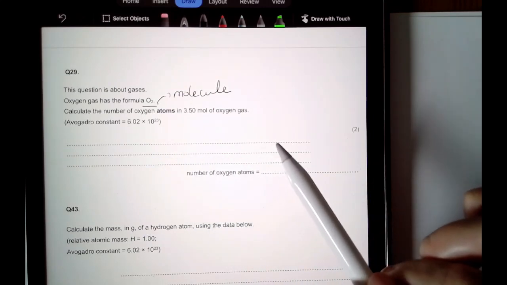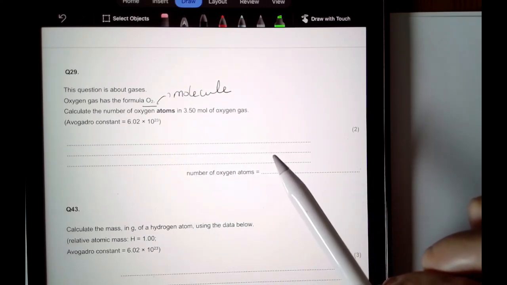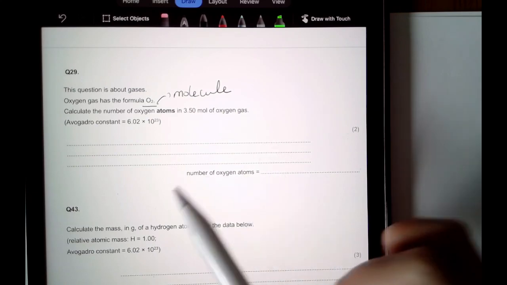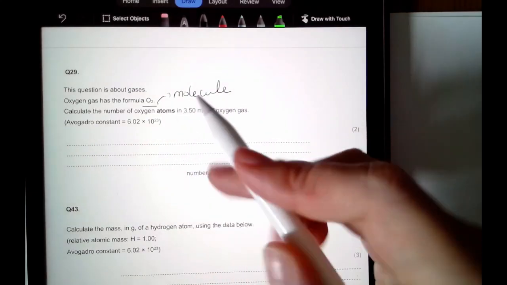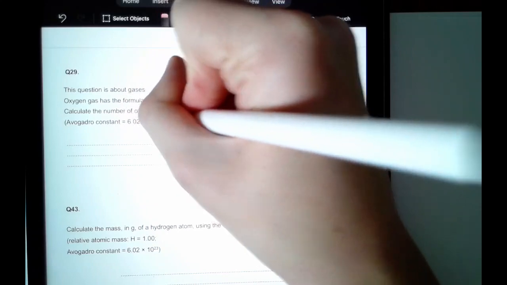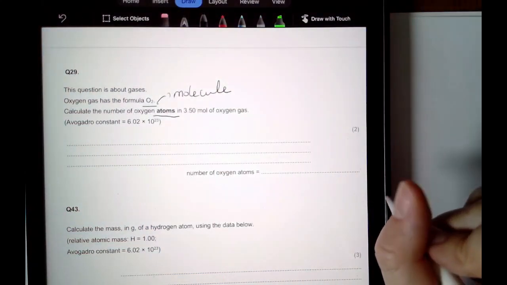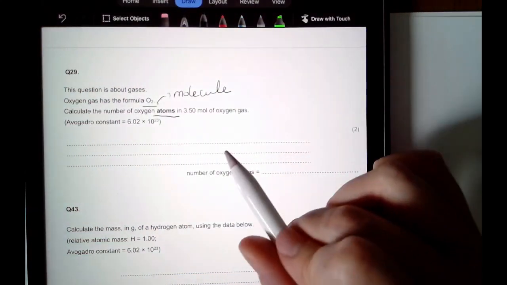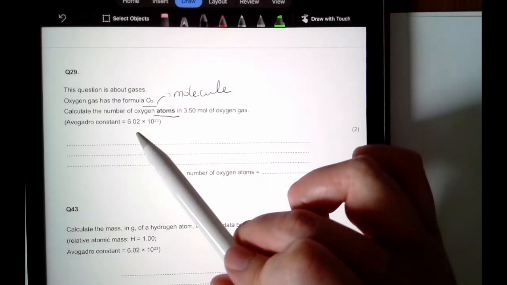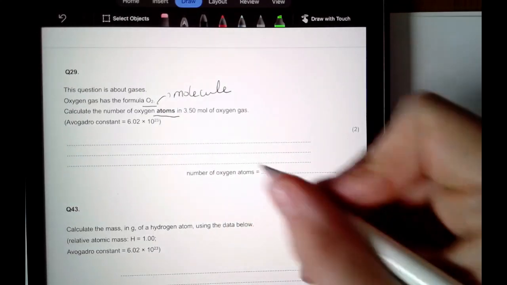Yes, they're both oxygen atoms, but you've still got more than one atom bonded together, so it's a molecule. But you're not asked how many O2s you have, you're asked how many individual oxygen atoms you've got. And in this case, they don't give you mass, they give you moles straight away, and again, they give you Avogadro's constant, so you know you need to use it, okay?